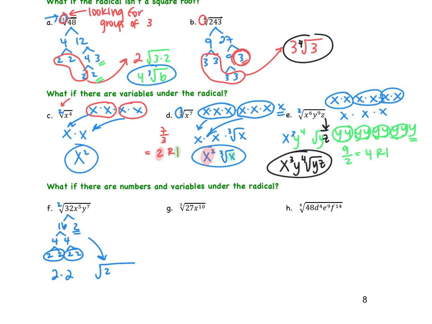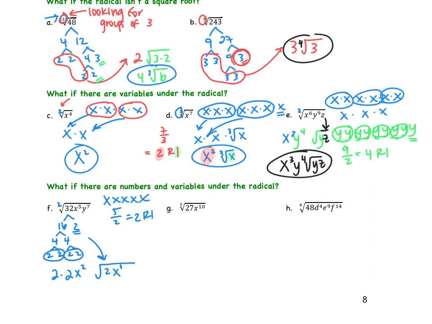Okay, that x to the 5th. Again, I have 2 different options. I can write out all the x's, or I can do 5 divided by 2. 5 divided by 2 gives me 2, remainder 1. That tells me x squared goes outside. X to the first stays underneath the root.